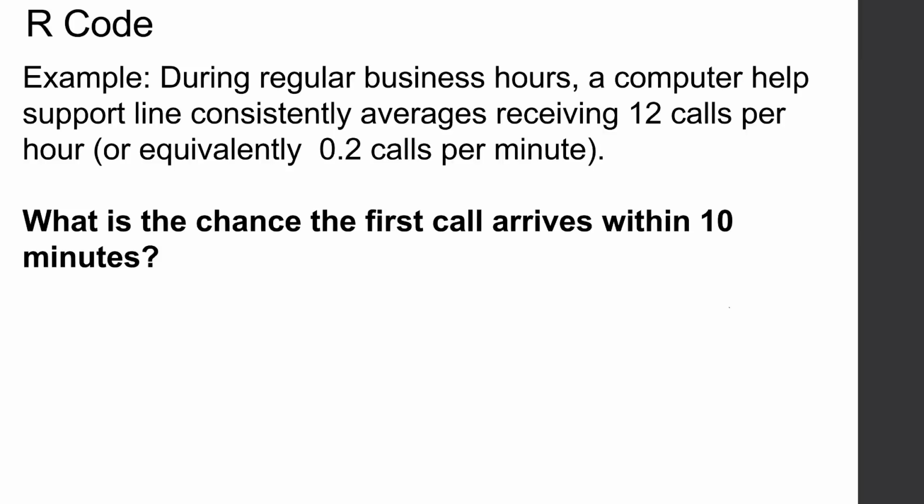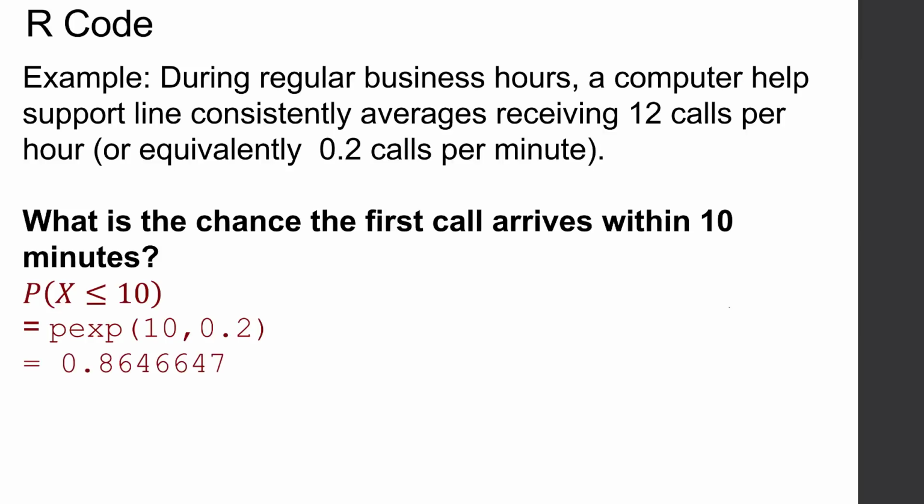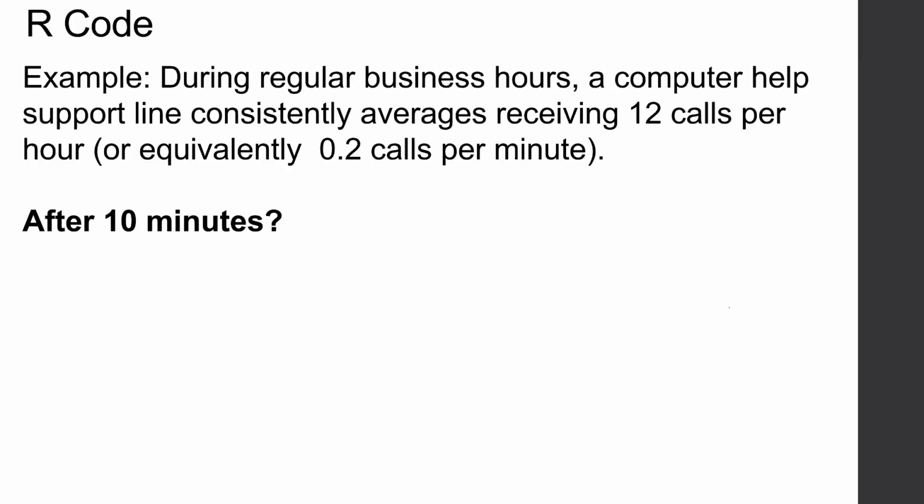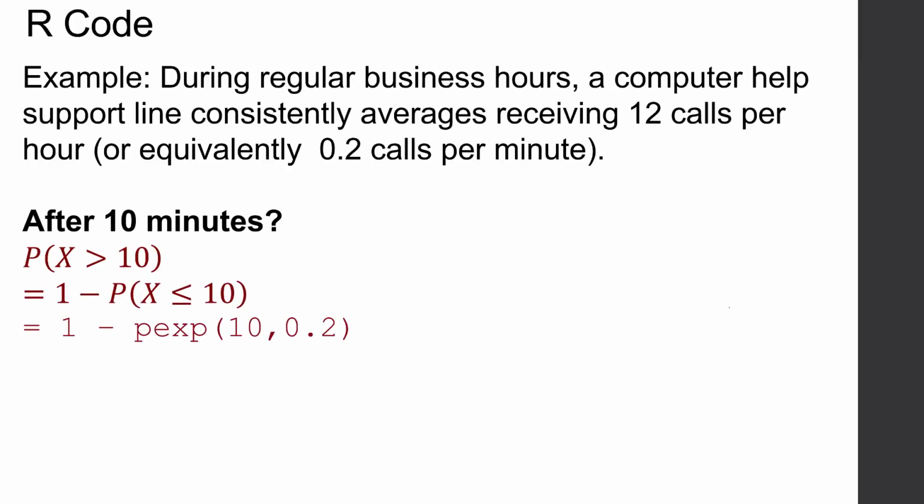And what is the chance that the first call arrives within 10 minutes? That's the probability that x is less than or equal to 10, which we can directly calculate in R using our p function, pexp, our number of interest 10, comma, our lambda 0.2. And that gives us 0.8647. So an 86% chance that the first call is going to arrive within 10 minutes. And what about the probability of it being after 10 minutes? That's the probability that x is bigger than 10, which is 1 minus the probability x is less than or equal to 10. So that's 1 minus pexp of 10, comma 0.2, which gives us 0.1353.